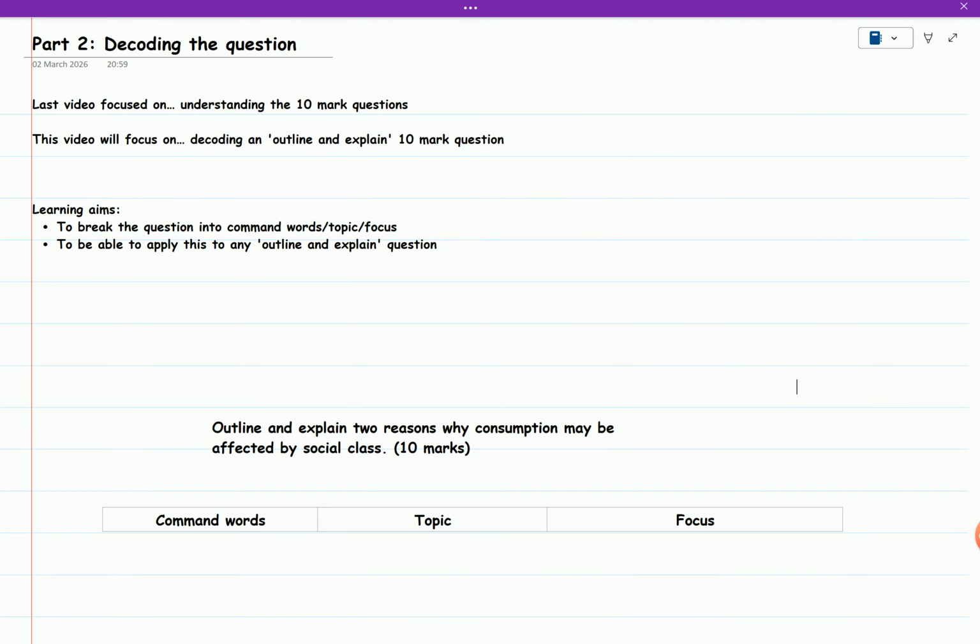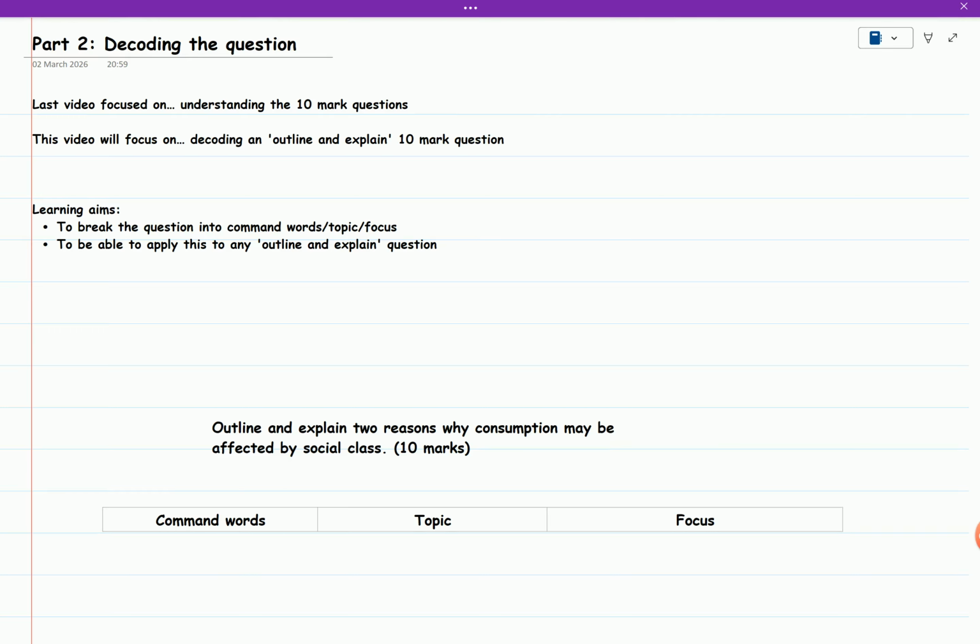Okay. So, having said that, we're going to be focusing on decoding what the outline and explain 10 mark question requires you to do. When I say decoding, we're going to break down the command words in the question, the topic, and the focus. I'll explain what this means. We also need to be in a position where you can then apply it to your own question if you are using your own 10 mark question. So, what do I mean by command word, topic, and focus? Well, essentially, it's a way to look at what the question is asking you to do through the command words. So, let's start there.